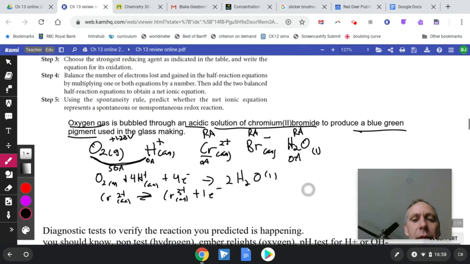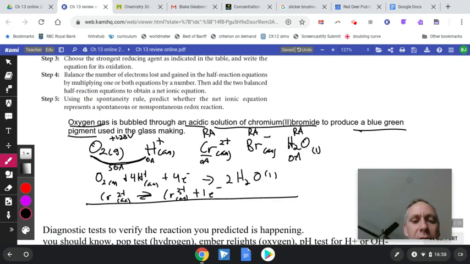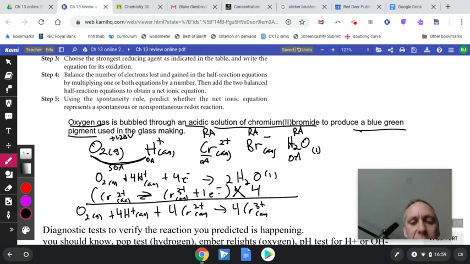Okay, and now before we add these together, we have to balance the electrons. 4 gained, 1 lost. So the bottom reaction is times by 4. Okay, so the overall reaction, oxygen gas reacts with 4 acidic ions and 4 Cr2 plus to give 4 Cr3 plus and 2 waters. Hey, Casey, I remembered the waters this time. Okay, and the electrons cancel out. 4 gained and 4 lost.